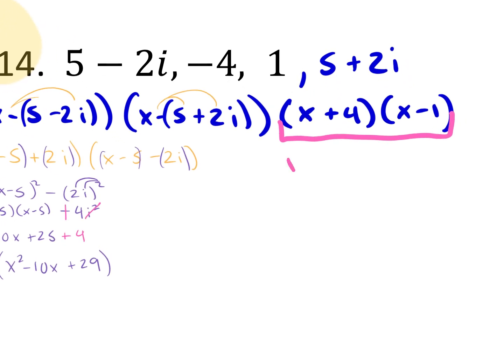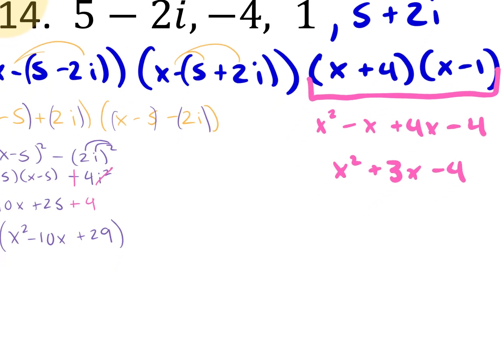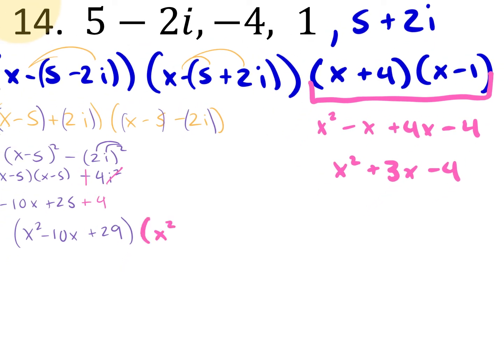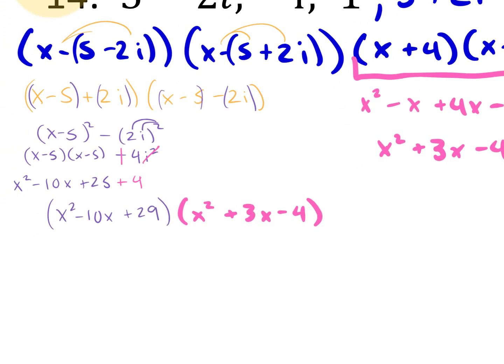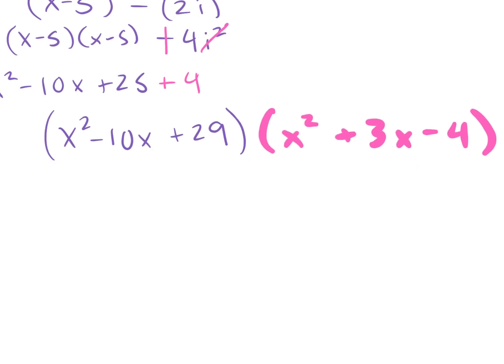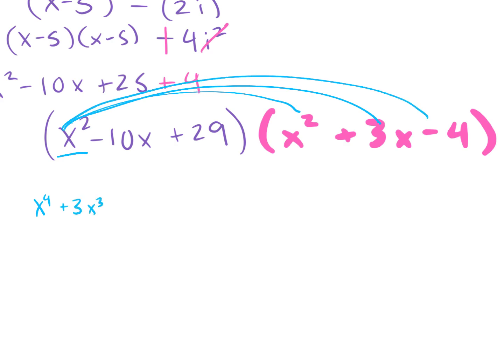Next, I'm going to multiply these two together. So I just need to FOIL them out. So x squared minus x plus 4x minus 4. X squared plus 3x minus 4. And then I'm just going to multiply it to my other guy down here. So x squared plus 3x minus 4. So now we have a trinomial times a trinomial, so I just have to make sure everything in my first parentheses gets multiplied to everything in the second. So starting with my x squared times x squared, that would be x to the fourth power. X squared times 3x would be 3x cubed, and x squared times negative 4 would be negative 4x squared.